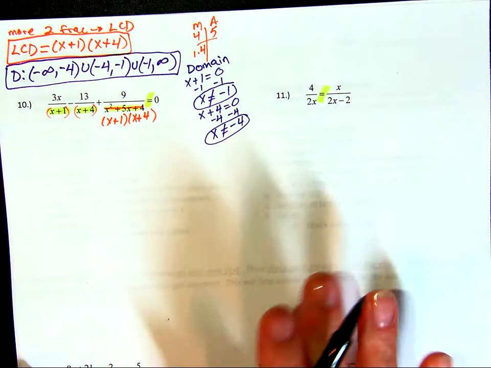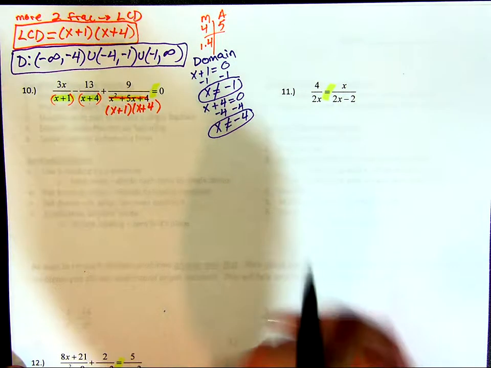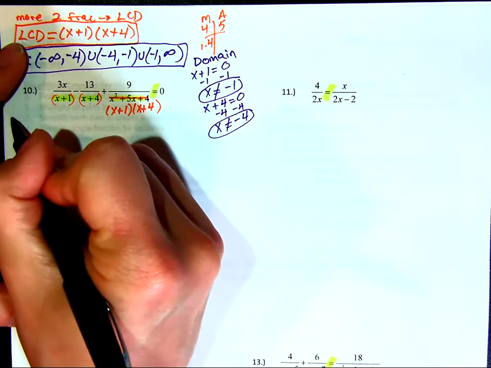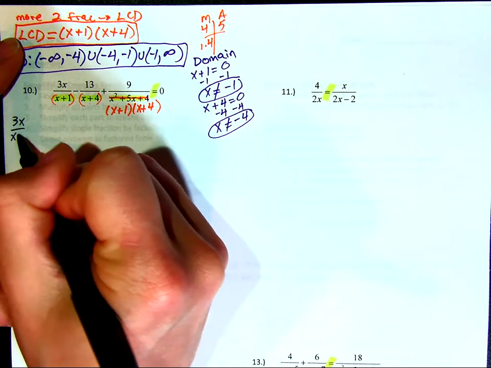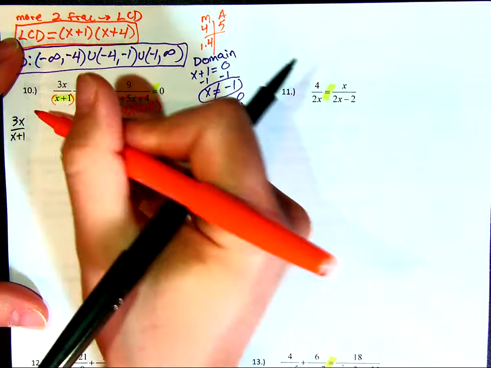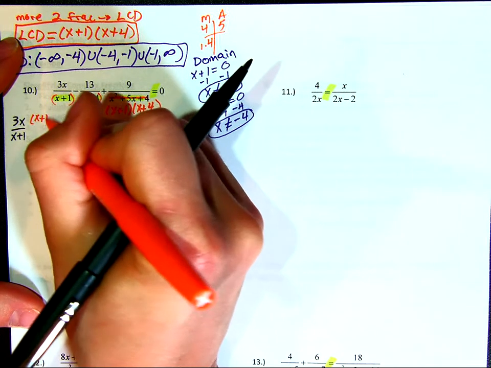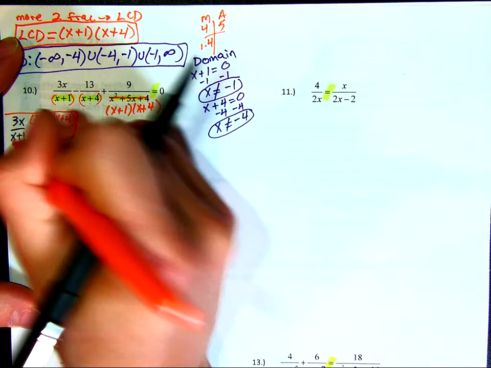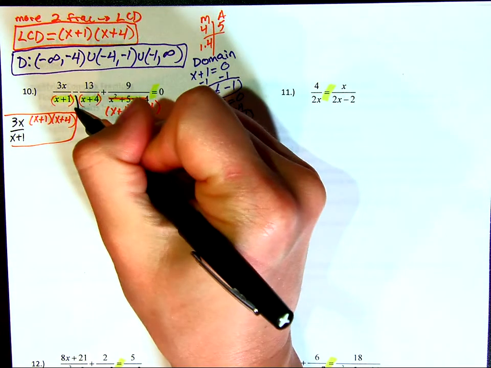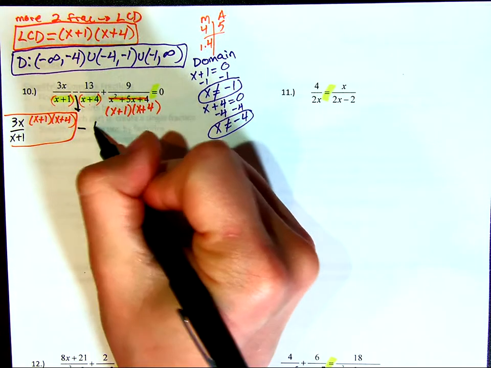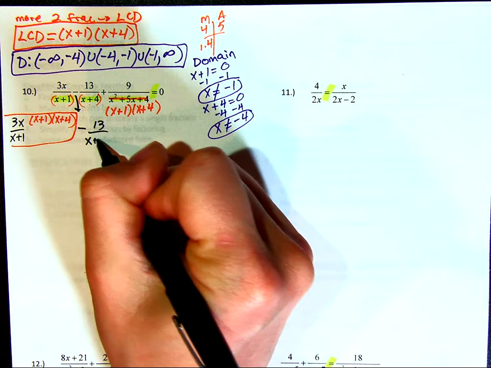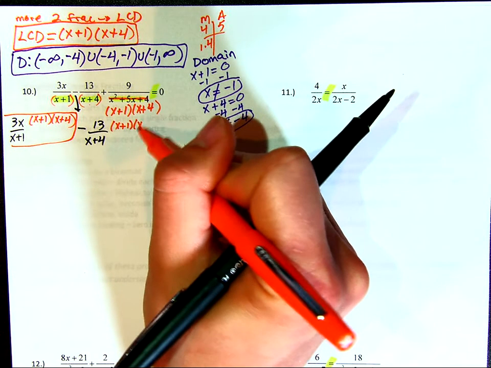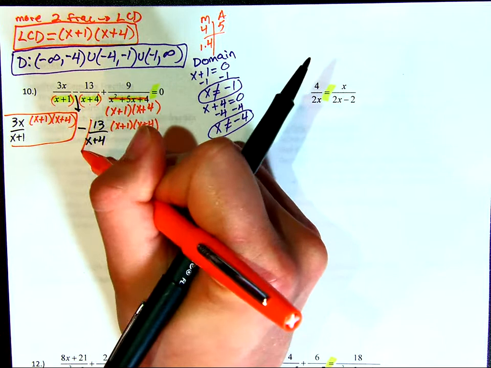Now that we've clarified that, we can actually go ahead and start solving by multiplying each fraction by the LCD. So we need to bring down our first fraction, 3x over x plus 1, and multiply that by our LCD of x plus 1, x plus 4. Box it in. Make sure you bring down your minus sign, and your next fraction, 13 over x plus 4, and multiply that by your LCD, x plus 1, x plus 4. Box that in.